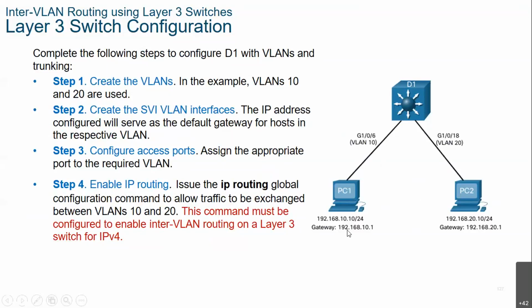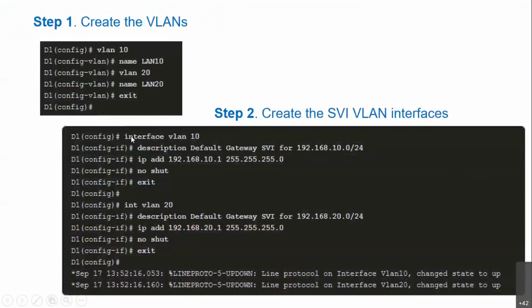And then you're going to configure access ports, so assign the appropriate port to the required VLAN. Then you have to enable routing because this is not a router by default. This is a layer 3 switch. So you have to say ip routing so that it can do routing work. This command must be configured to enable inter-VLAN routing on a layer 3 switch for IP version 4. So let's look at the steps.